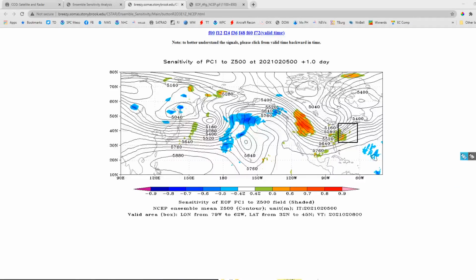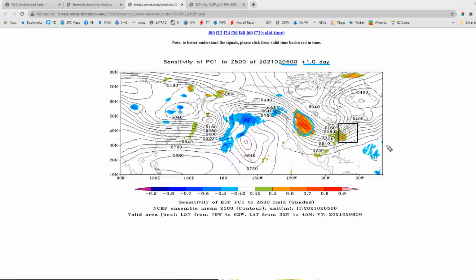So what this is telling you is that if heights are higher than expected over this region, right? This is their shortwave trough of interest. 1 day after the 5th at 0Z, right? So that's going to be 0Z the 6th. If at that time heights are higher than expected in this region, that EOF1 outcome becomes more likely.